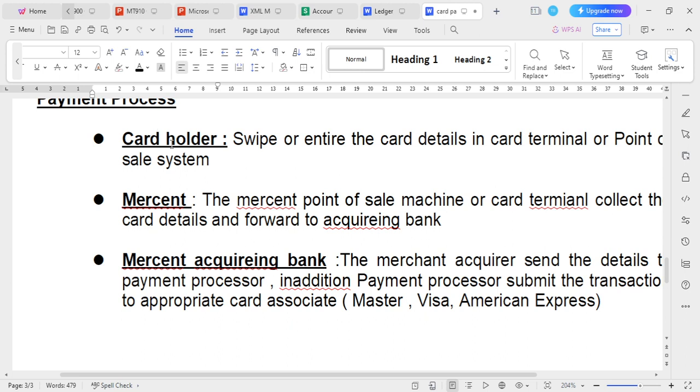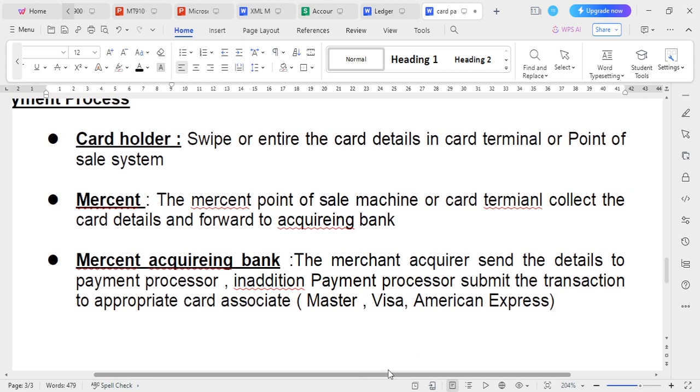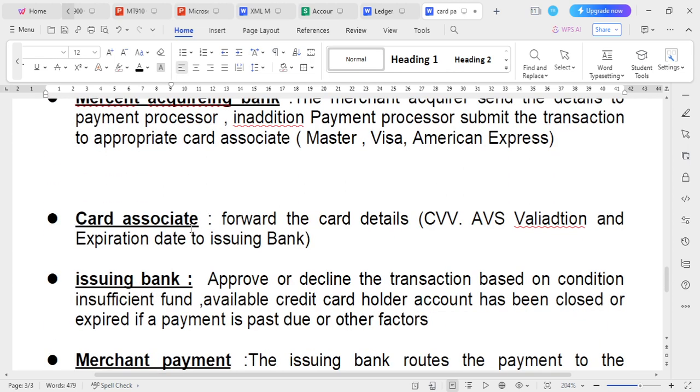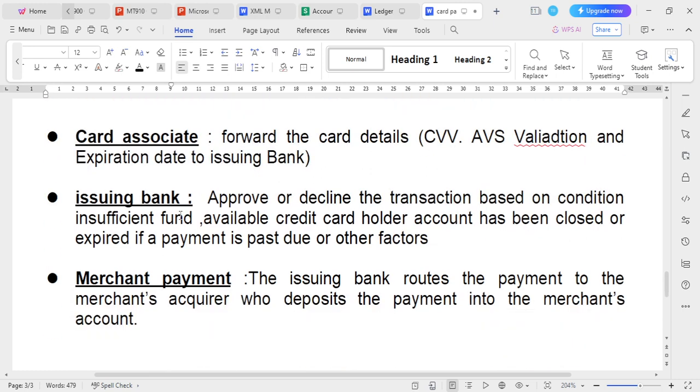Who is the card holder? The person who swipes, the owner of the particular card, we call that person the card holder. They can swipe the card in the POS machine, or they can enter their details on a website. The merchant is the final beneficiary. The acquiring bank provides the service for the issuing bank and the merchant bank. The card association is called Visa or Mastercard, and they provide CVV details, AVS validation details and so on. The issuing bank is the one that provides the card to the customer.